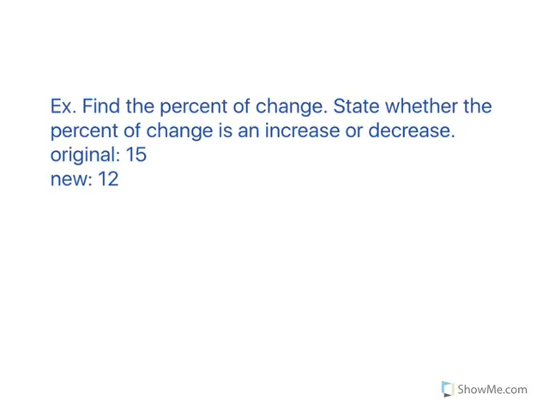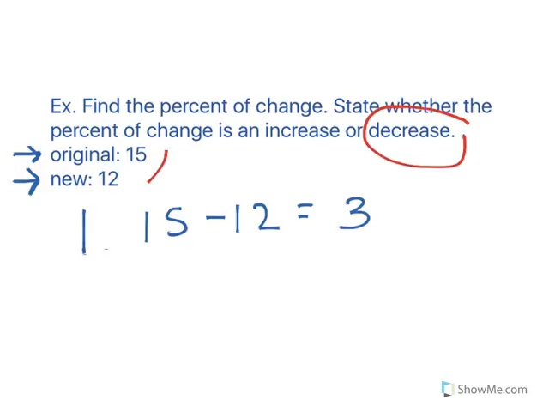Your book used some very general examples, but you can think if there is an original amount of 15 of something, and now there's a new amount of 12. So what I'm going to do is first find my change. I started at 15, and then my new amount was 12. So 15 minus 12 is 3. And right away, I know that it's going to be a decrease because it went from 15 to 12.